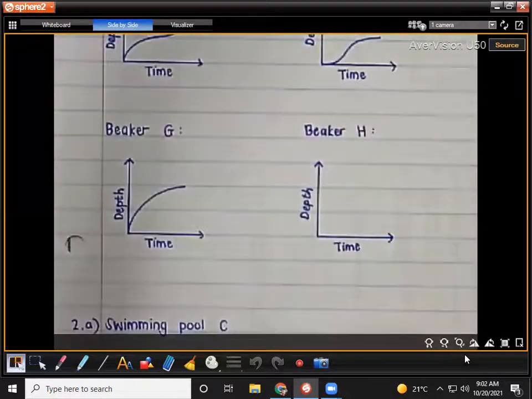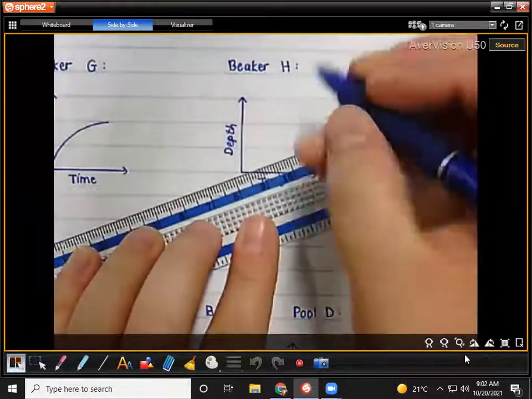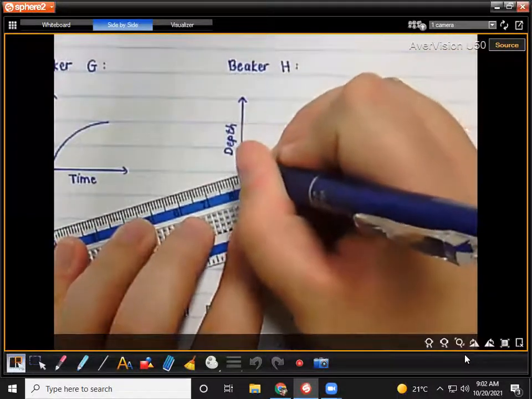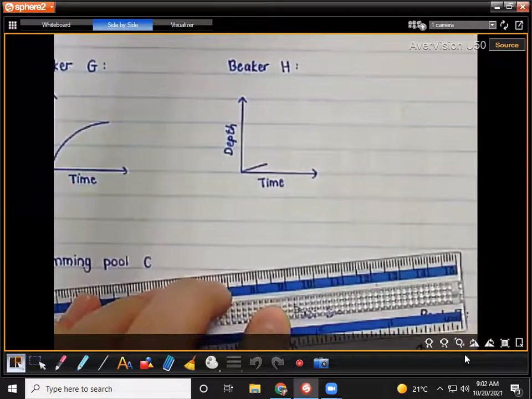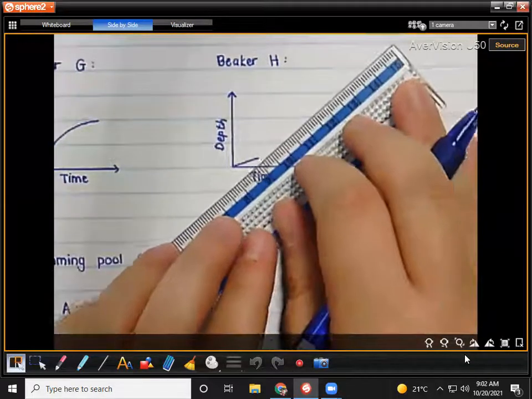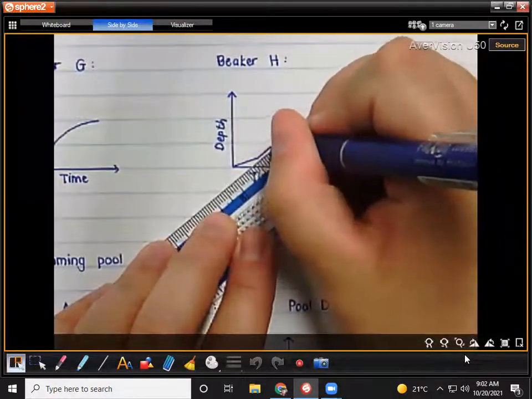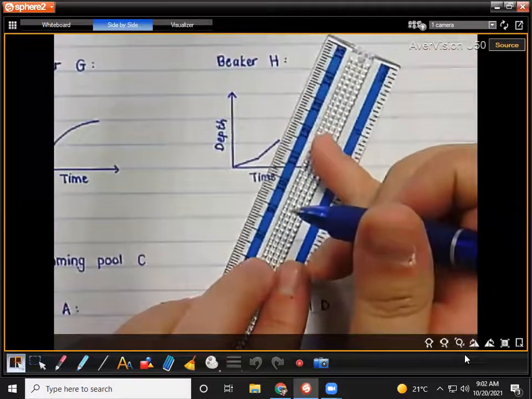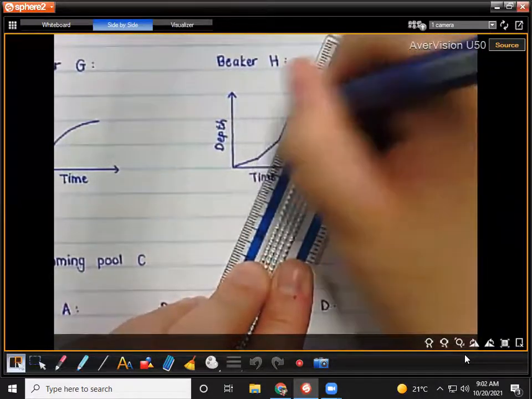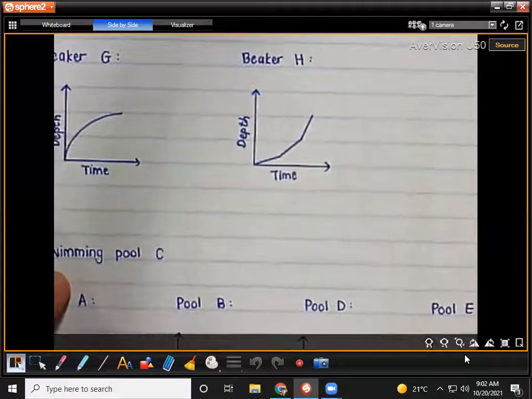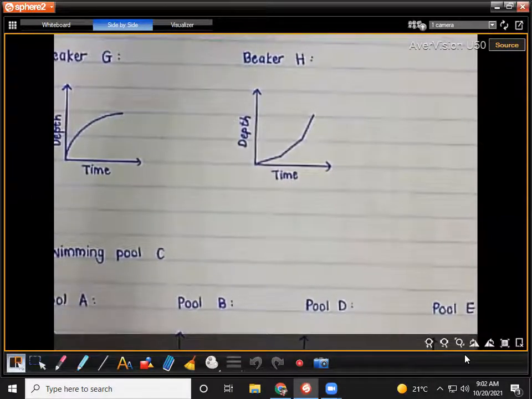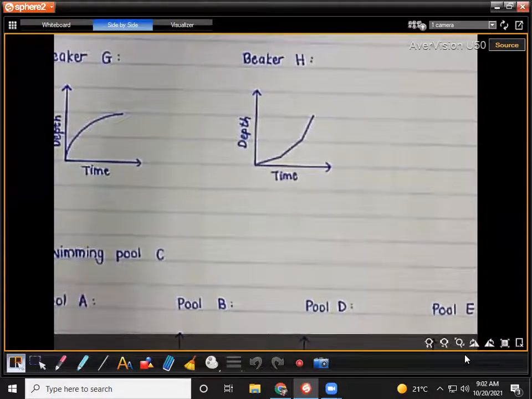Okay, so we're going to use a ruler for this one. I don't have a lot of space, so I'm going to make them quite short. Let's say that's the first part. That is the second part, and then that is the third part. Right, does that make sense? So straight lines, but the slope is getting steeper as we go up because the rate of increase is going to become faster.